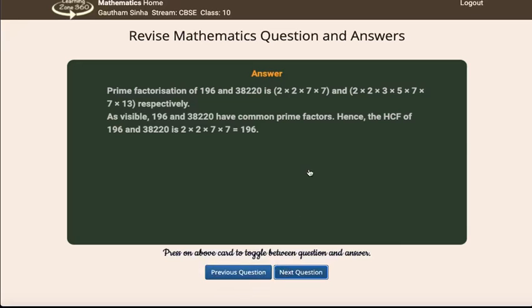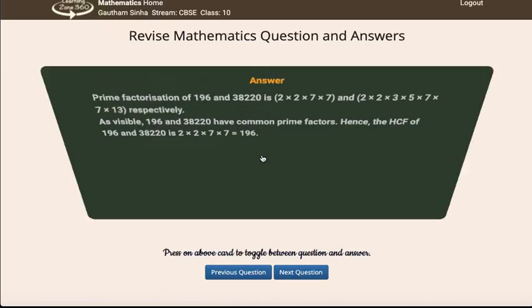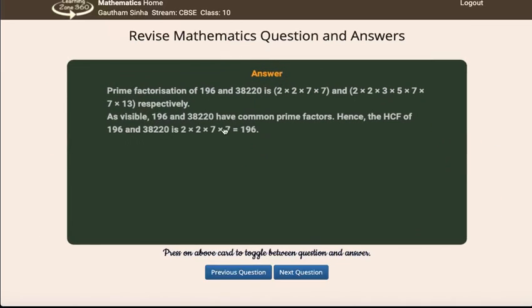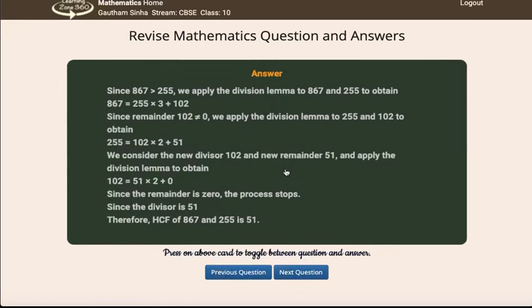So you can move on to the next question. HCF of 196 and 38,220. Click on the card to see how to arrive at the right answer, which is 196, and so on. So you can keep doing it. For each of the questions, there is an explanation of how it's arrived at, and this will help the student to revise their understanding of the subject.